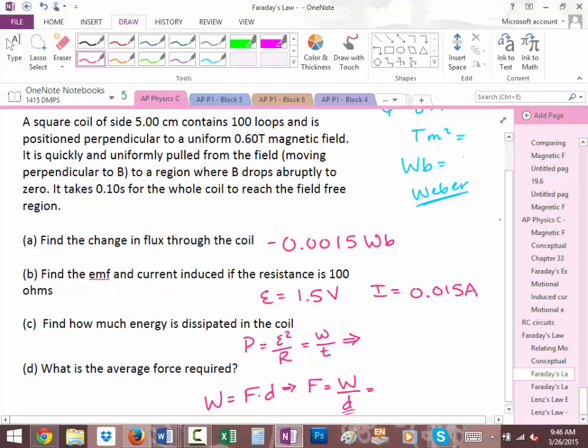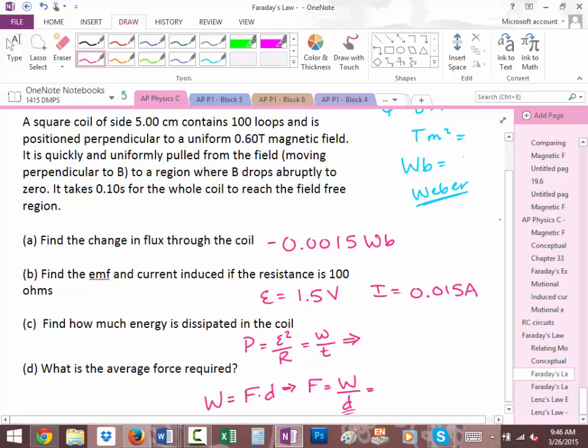What's the distance that you're applying that force on? Times 100 loops. Yeah, we know that it's 5 centimeters. I know that I have a picture. So we do the entire perimeter. So let's kind of talk this through. I don't have a square loop, but I have a circular loop, which is the same kind of idea, right? So let's imagine what's going on.